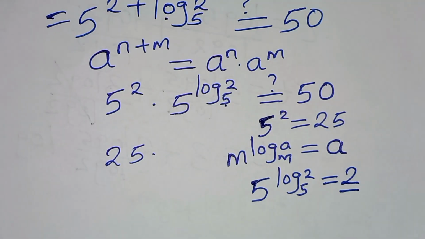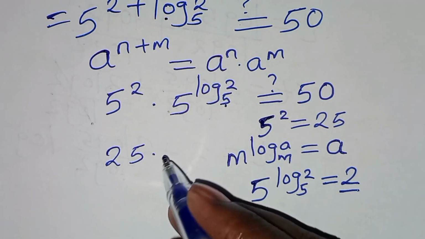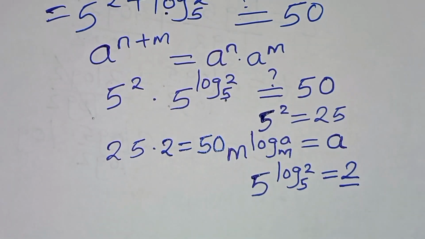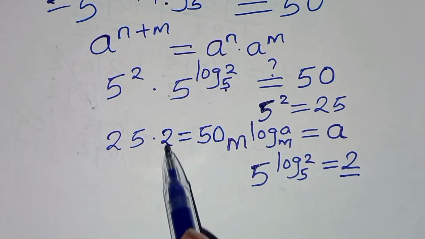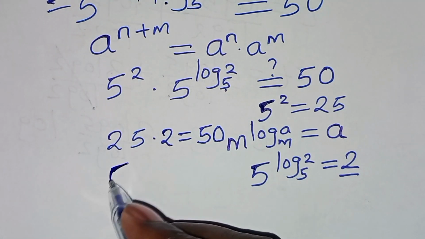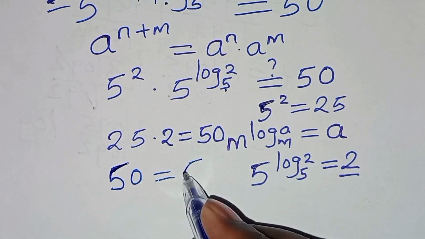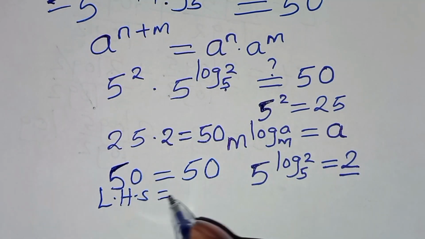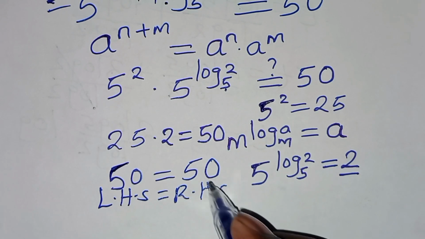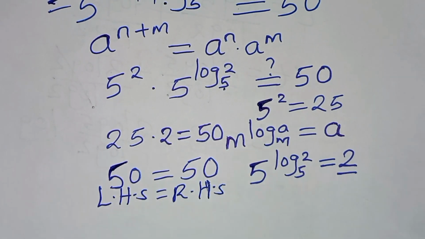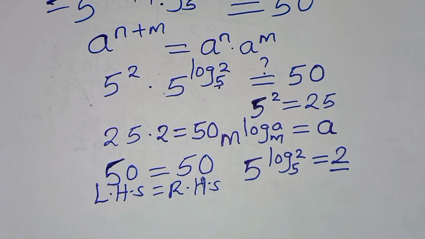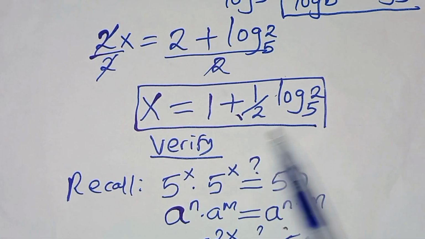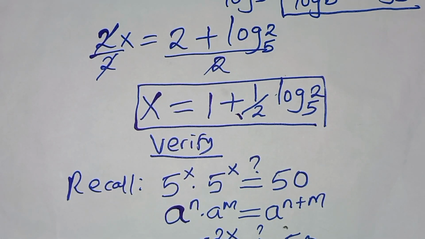So let's substitute these two. Here we'll have 25 times 2. This should give us a value of 50. So 25 times 2 is actually equal to 50. And that shows that the left hand side is equal to the right hand side. So that affirms that the value of x, which is 1 plus a half log 2 to base 5, actually satisfies the equation.